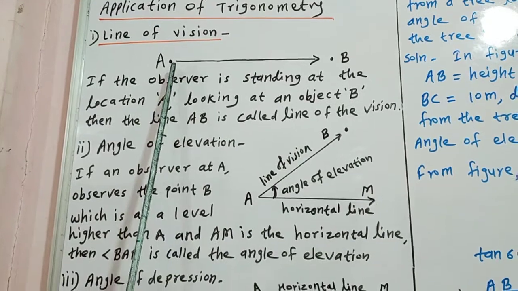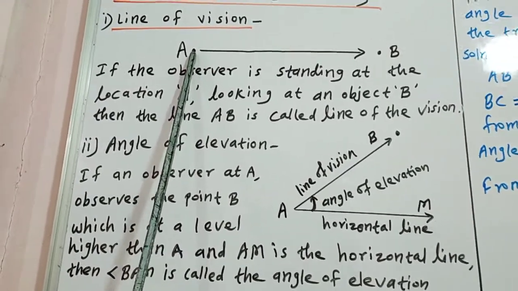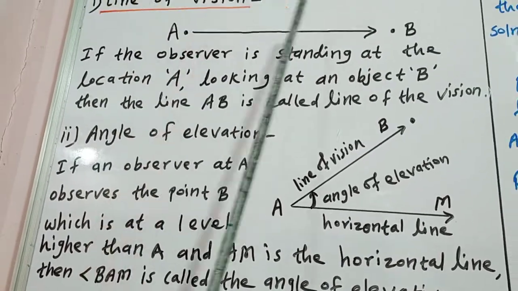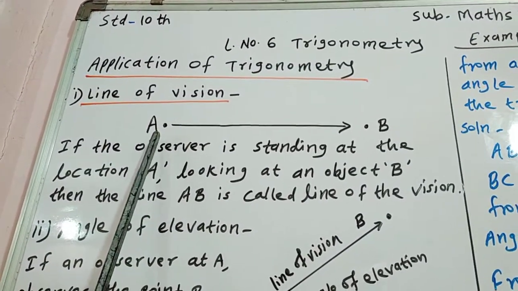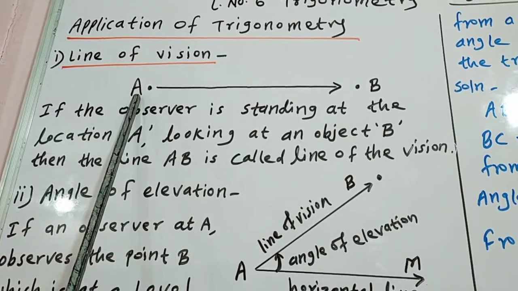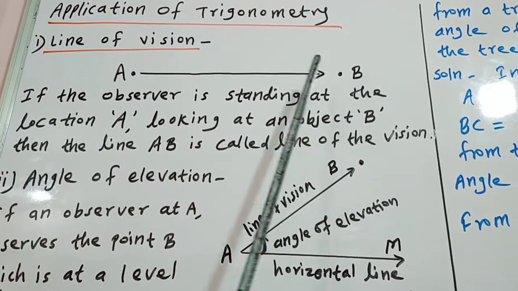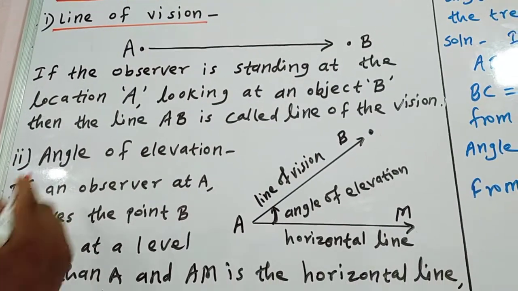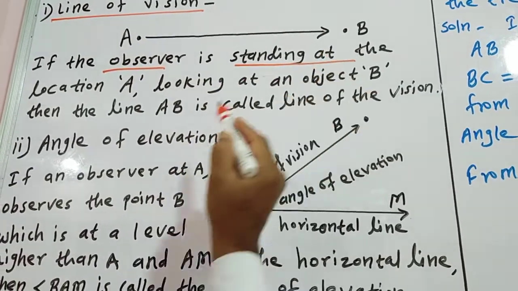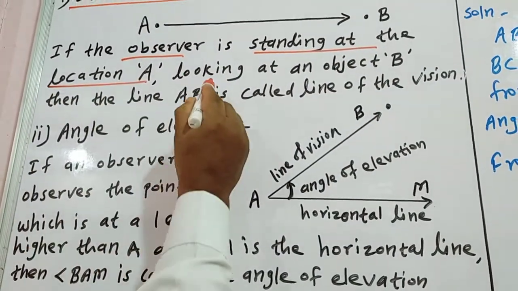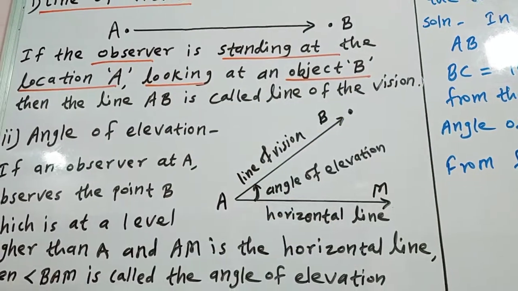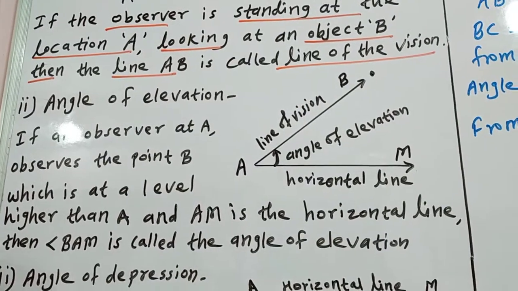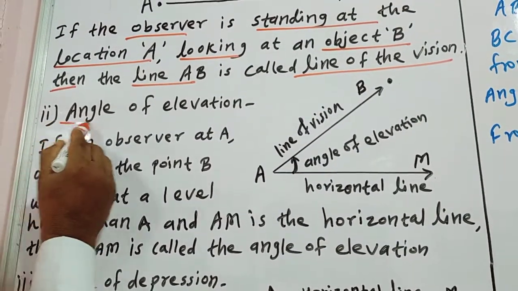You see this figure here. At first, point A is given and here is point B. If the observer is standing at point A and looking at point B, then this line is called line of vision. If the observer is standing at the location A and looking at an object B, then line AB is called line of vision. Then number 2, angle of elevation.